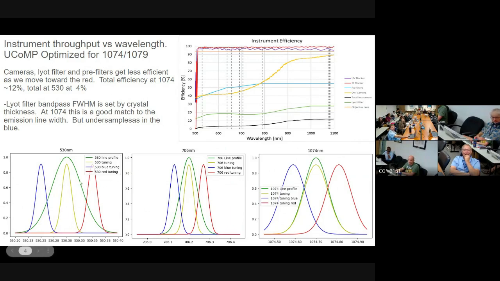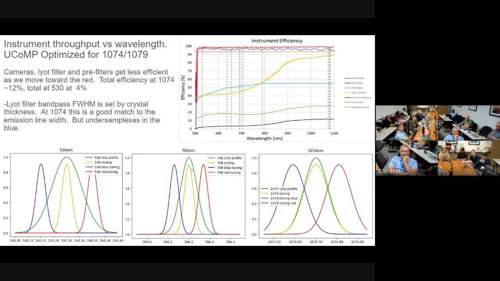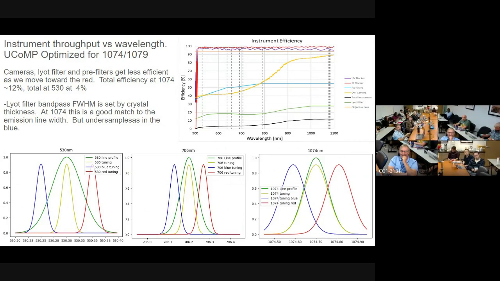And here's a plot that Steve alluded to earlier. The green for all of our lines is basically the line width we expect from the sun without any Doppler broadening. And then the yellow is the on-band tuning, and the red and the blue are where we would do our other 3 points.